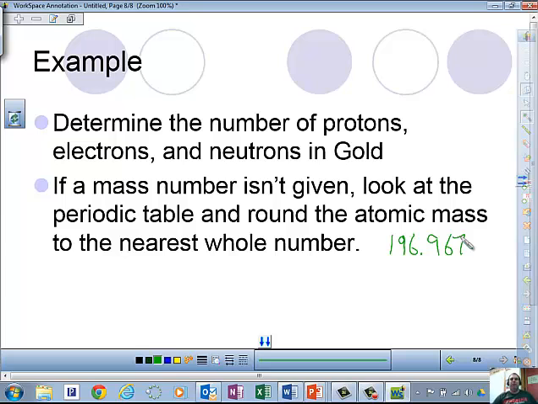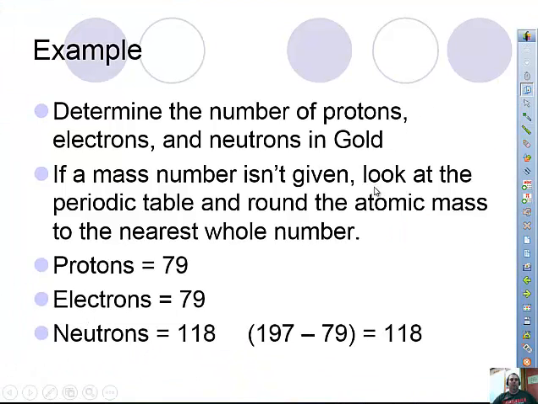And if we round it to the nearest whole number, that's going to help us find our answer. So, again, finding it, atomic number, 79. Electrons, because again, it's electrically neutral, 79. My neutrons, again, that 196.967, I said round it to its nearest whole number, so I'm going to round it to 197. I'm going to subtract away that atomic number, 79. 197 minus 79 gives me 118. So 79 protons, 79 electrons, 118 neutrons.